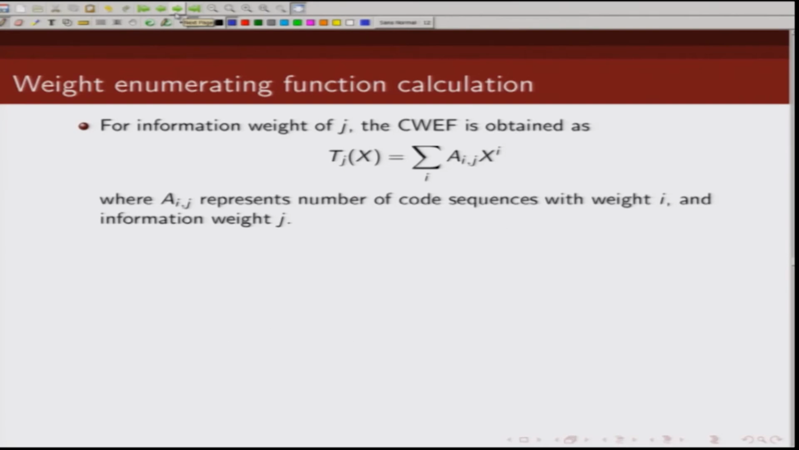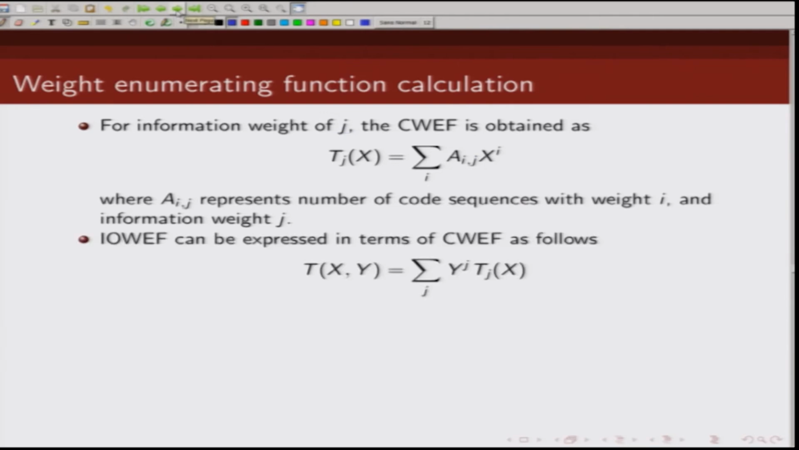So, as I said, for an input weight of j, the conditional weight enumerating function will give us the output code weight that you can achieve for an input weight of j. And we can write our input output weight enumerating function in terms of the conditional weight enumerating function. So, this is basically an input of weight j, which will result in the conditional weight enumerating function, and we sum it over all j's, that will be our input output weight enumerating function.